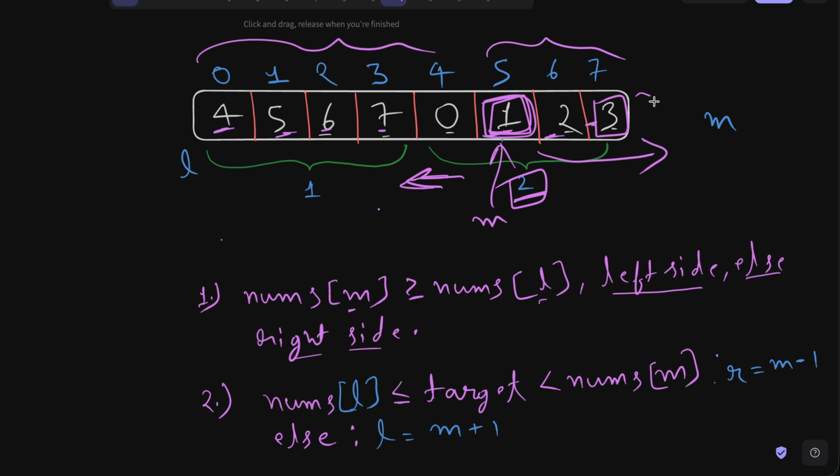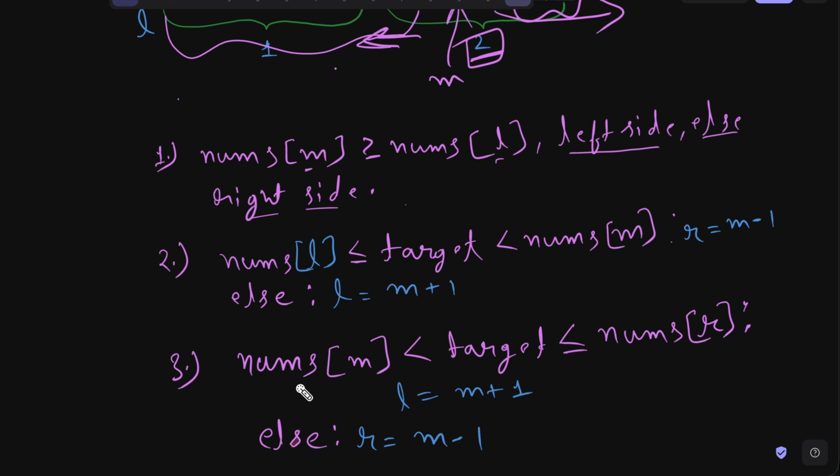3 is the element where R will be present, and it is the maximum element on this side. So if the target is greater than this 3 also, then we know that we have to come back here: 4, 5, 6 or 7. It means we will have to search in this part of the array. But if it is not greater than 3, if it is less than 3, we know that we have to search right here in this part only. So with this observation, we have another condition that we can use in our binary search algorithm. So the third condition is very simple.